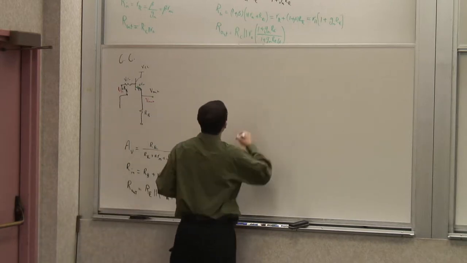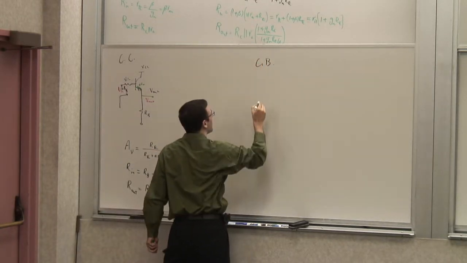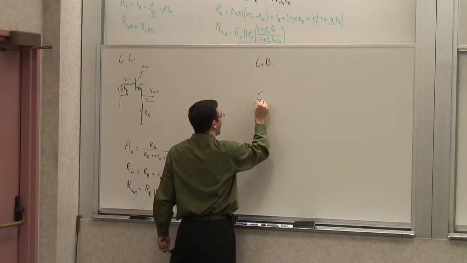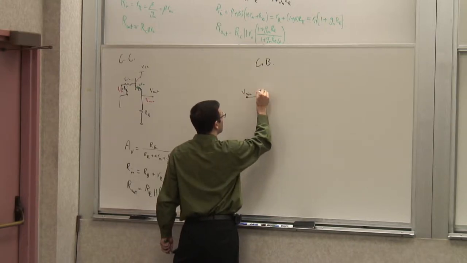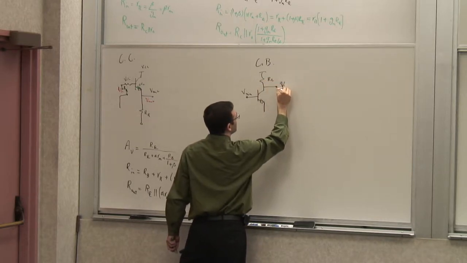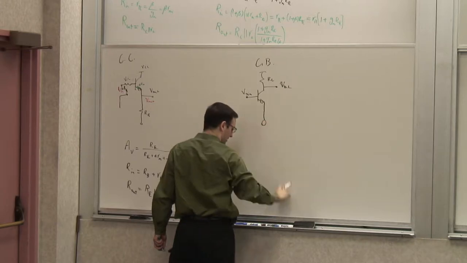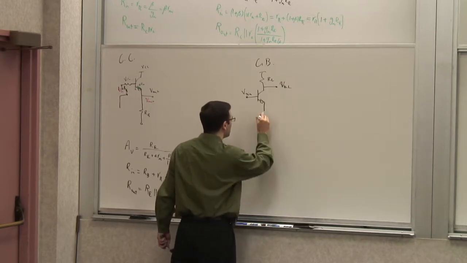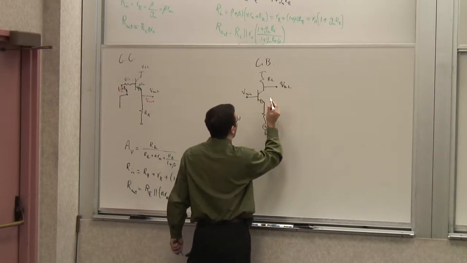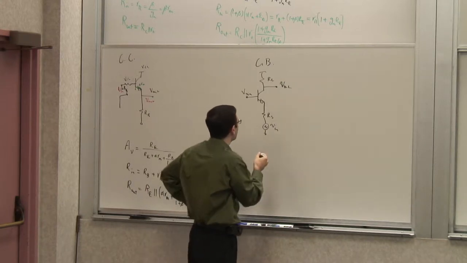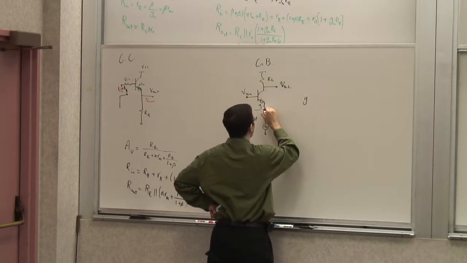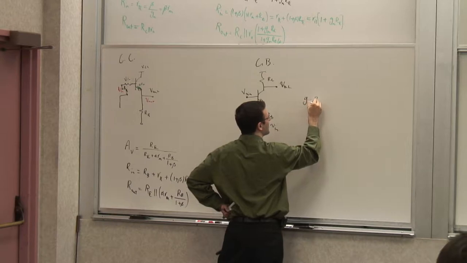Okay, now the last stage we looked at was common base, which was basically where you apply the input to the emitter and took the output out of the collector. And you kept the base at some constant bias to make sure that the transistor remains in the forward active region. So this is V out, and this was V in. And in general, we have some sort of source resistance. And we basically saw that in general, you have a voltage gain, which was basically from here to output, GMRC. It was a non-inverting stage.